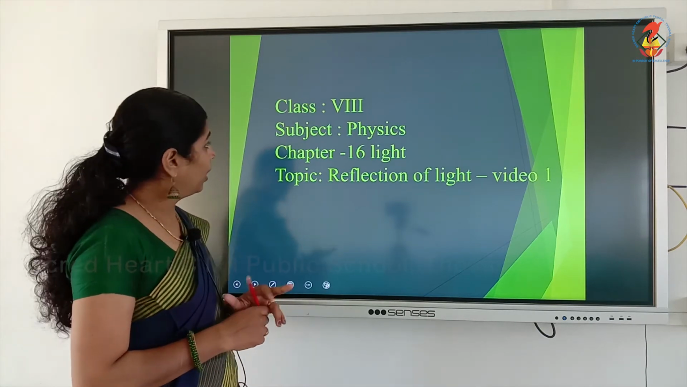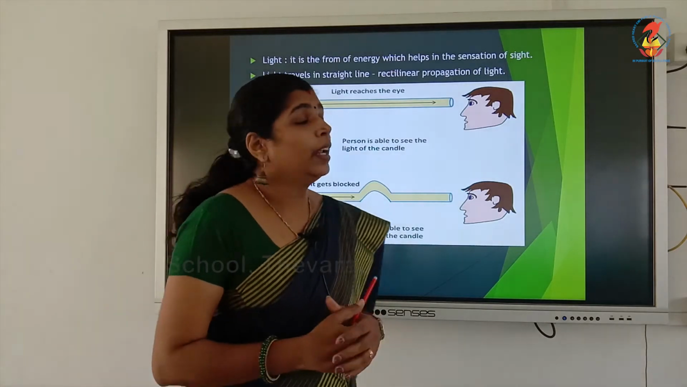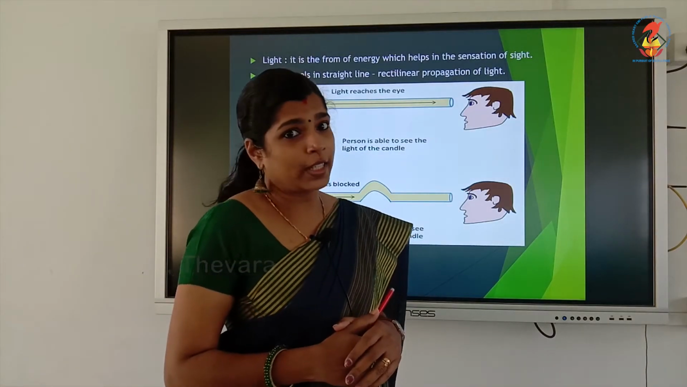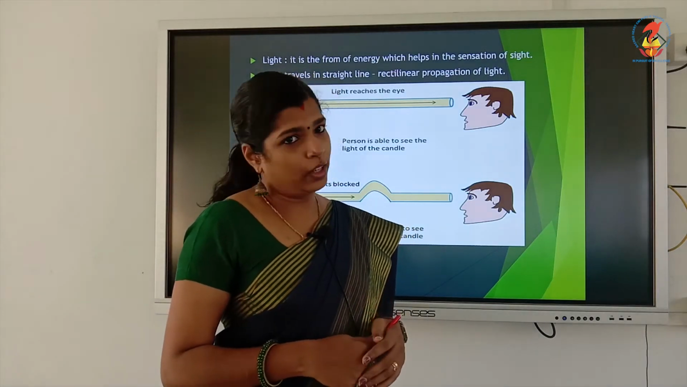So, that is about light. It is a form of energy that helps in the sensation of sight. Just like heat energy, light is also an energy form.